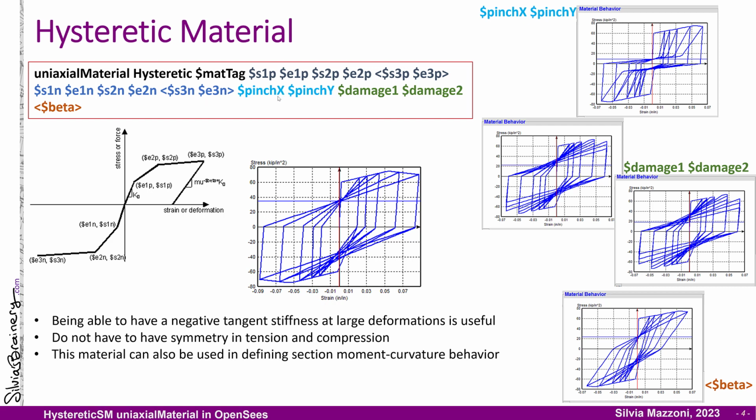Then you define the pinch X and pinch Y parameters. As you can see, they're shown here on the top right-hand side, where they define the amount of pinching for your material response in the hysteretic loops. I will show you a little bit more about that. Then it's got the two damage parameters: one is for ductility and one is for energy. And then it's got the unloading branch beta parameter. These are well defined and well documented in the OpenSees manual, but I'm going to show them one by one because they're also part of HystereticSM.